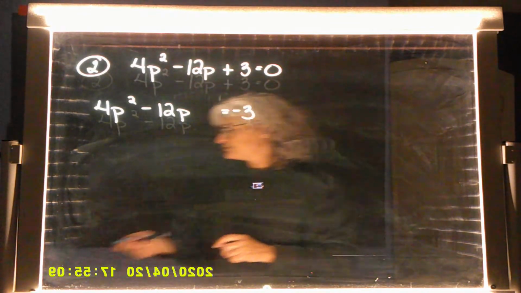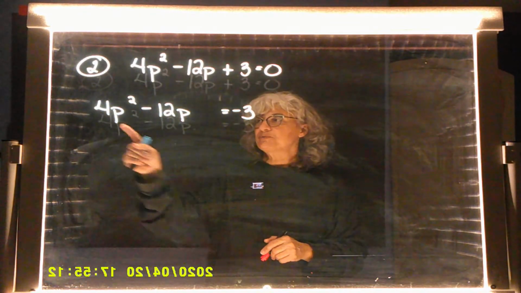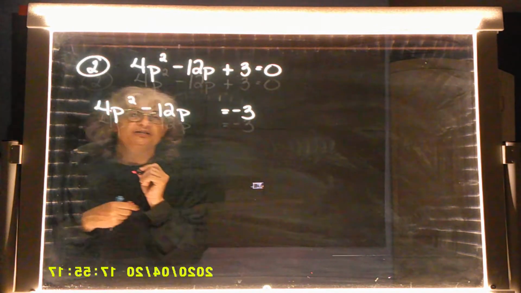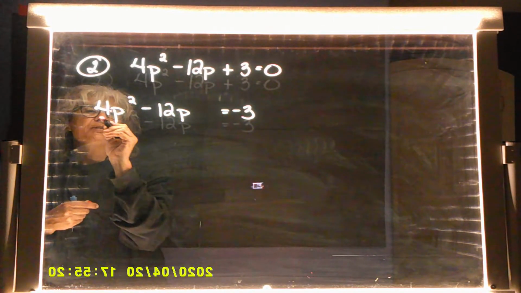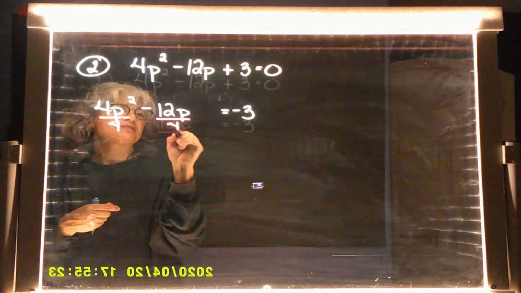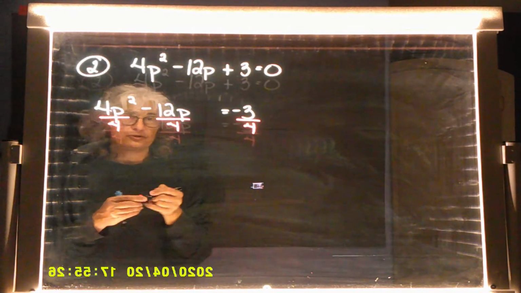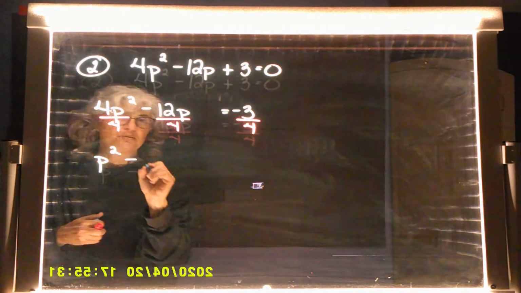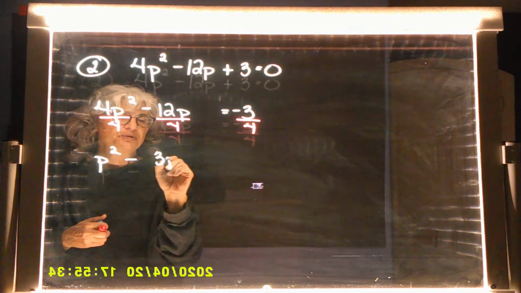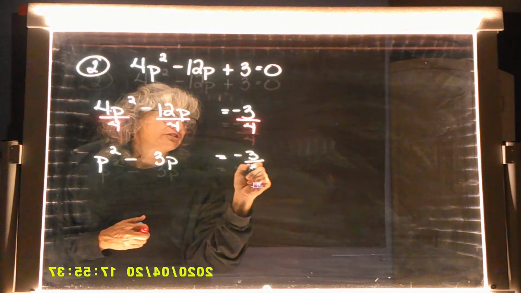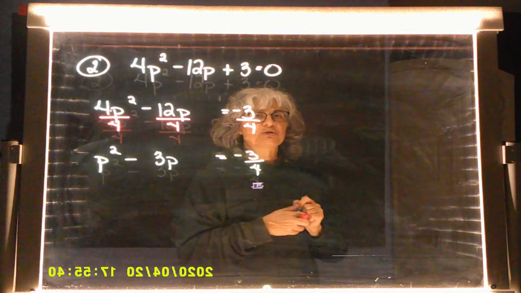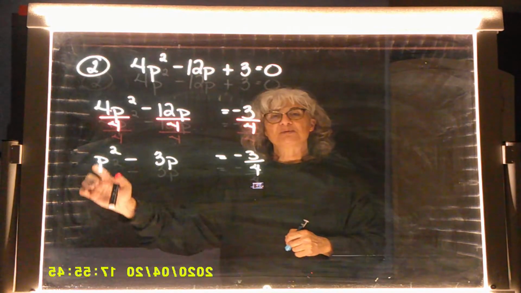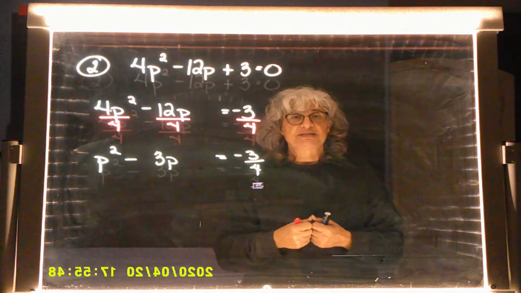Now, help me out. What's the operation between the 4 and the p squared? Good, multiplication. So how do I break multiplication? Excellent, divide, which means everything, both sides need to get divided by that 4. Are you with me? Which would leave me p to the second minus, good, 3p equaling this lovely fraction of 3/4. So now the left side looks like it's supposed to. No third number and no number in front of the p squared. Now I'm ready to complete the square.